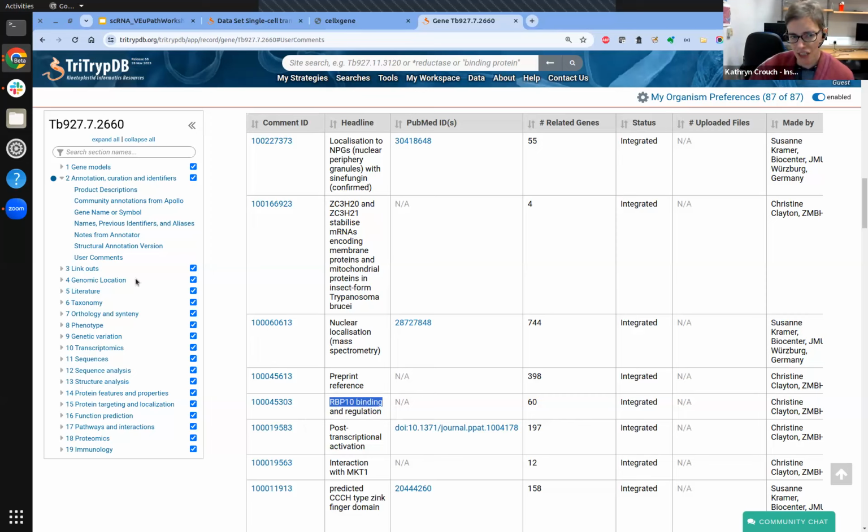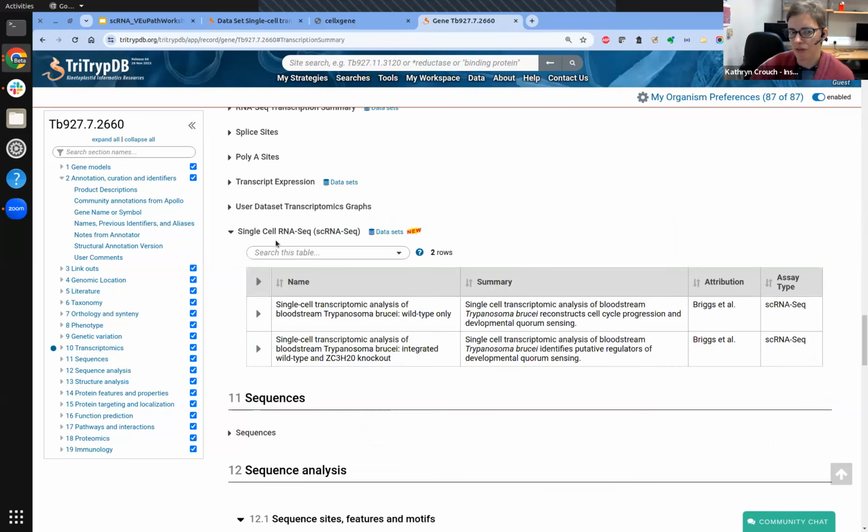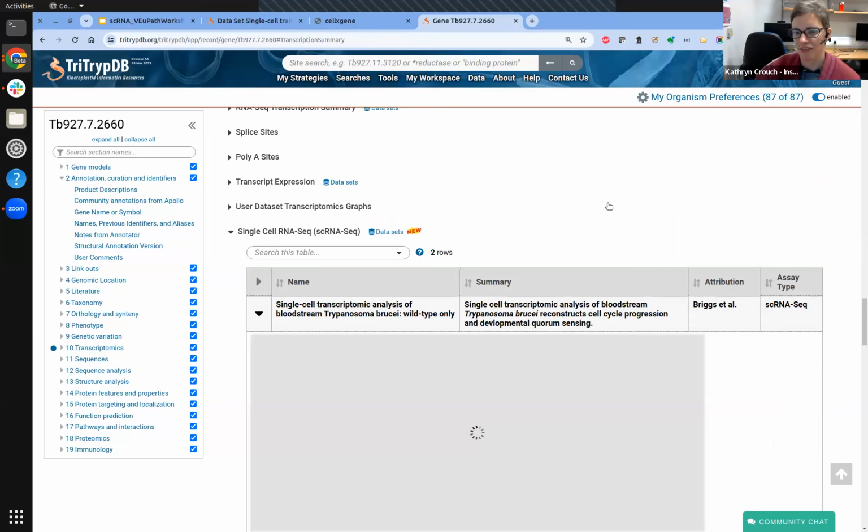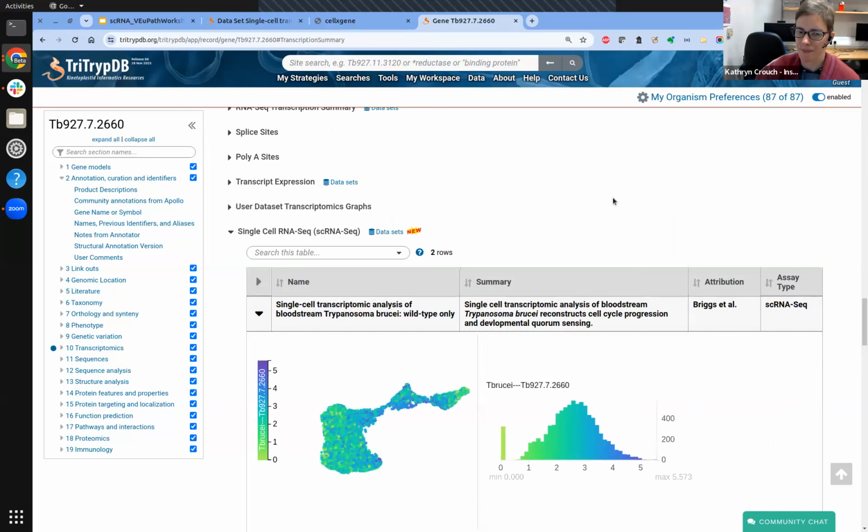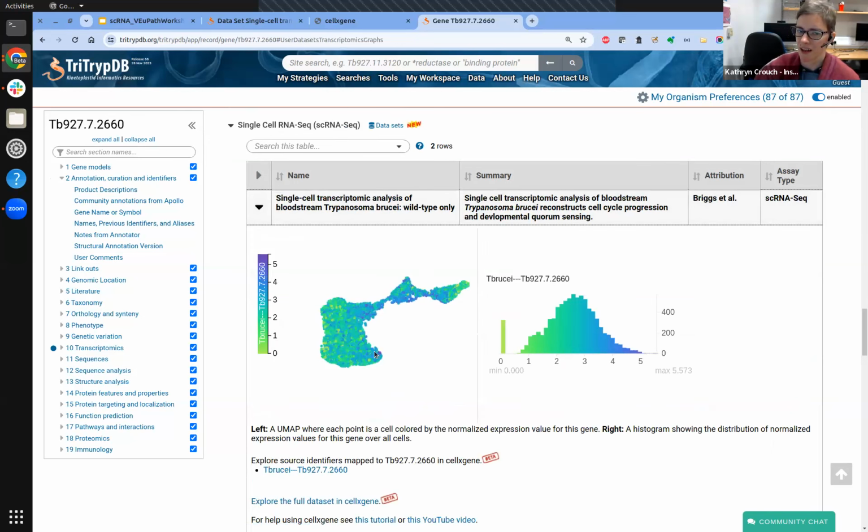So on the gene page, if we go down to the transcriptomics section, you'll see that we also have single cell RNA sequencing here. And if I open the top row on this table, this is the experiment we were just looking at. And you can see you get a nice mini view of our UMAP here. And now it's colored by expression of this gene. And I can interact with the histogram over here, so I can ask it to show me just where the most highly expressed genes are. And you can see that there is a cluster of those highly expressed genes over here.